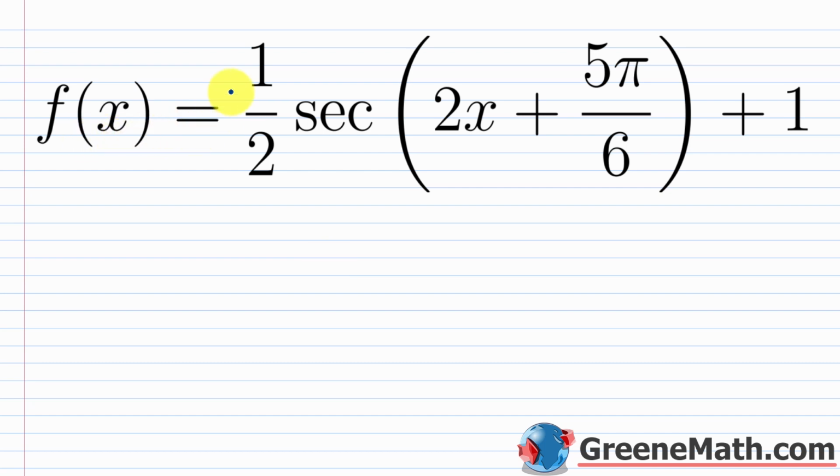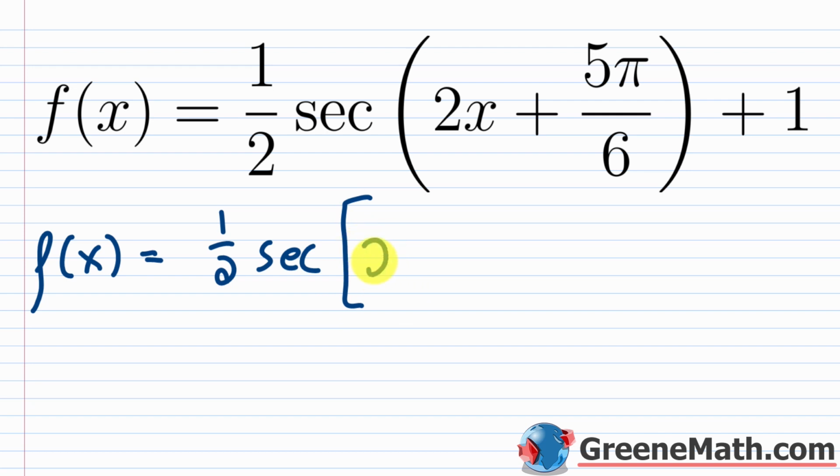So we have f of x equals 1/2 secant of 2x plus 5 pi over 6, and then plus 1. Instead of just going straight into replacing secant with cosine, let's just get some information. So f of x is equal to 1/2 secant of, I'm going to factor out the 2. It just makes it easier to find the phase shift. So pull that out, you're going to have x plus, how do I undo multiplication by 2? I would divide by 2 or multiply by a half. So this would be 5 pi over 6 times a half, which is 5 pi over 12.